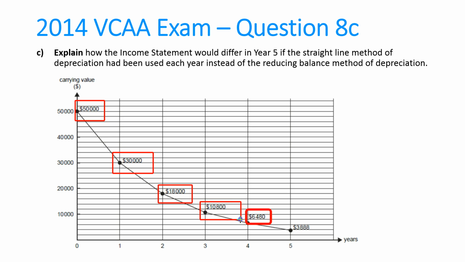So I went from there. There's the carrying value each year. In the first year, depreciation was about $20,000. In the second year, it was about $12,000. In the third year, it was about $7,000, and so on. So if the depreciation is getting less every year, that must mean we've used the reducing balance method.